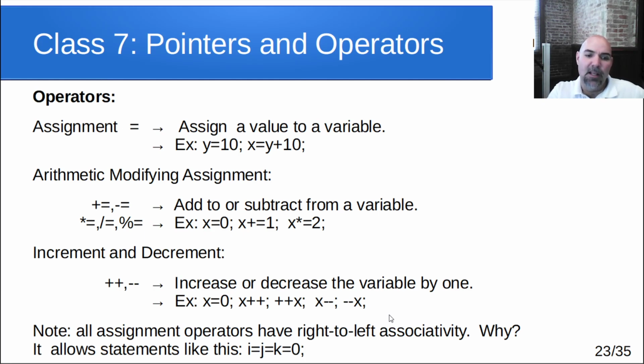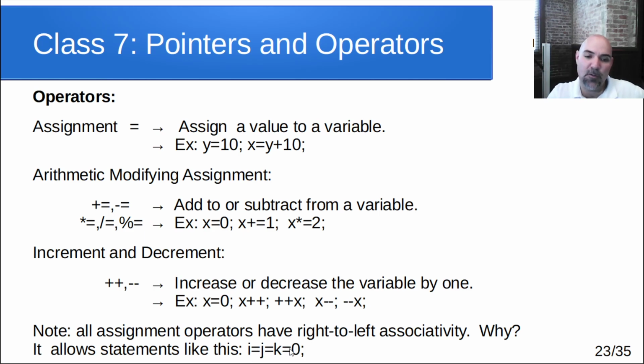But before that, notice that all assignment operators have right to left rather than left to right associativity. And the reason for that is because it allows us to do chains of assignment like this: i equals j equals k equals 0. The reason that you can write code like this is that it essentially says, all in one statement, in one step, set i and j and k all equal to 0.